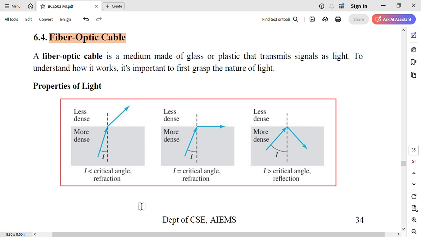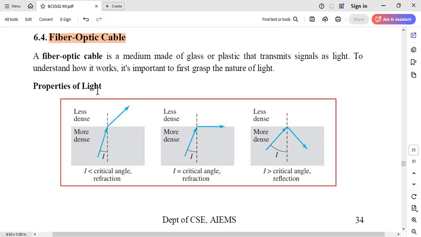Hi friends, in this video I will explain the concept of fiber optic cable and also the advantages and disadvantages for 7 or maybe 8 marks. So the third thing is, under the guided media, fiber optic cable. A fiber optic cable is a medium made up of glass or plastic that transmits the signal as light.